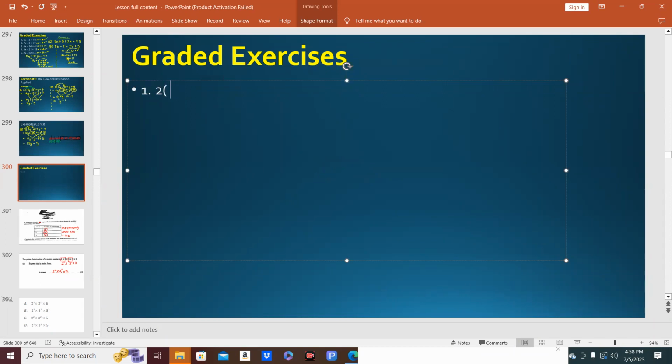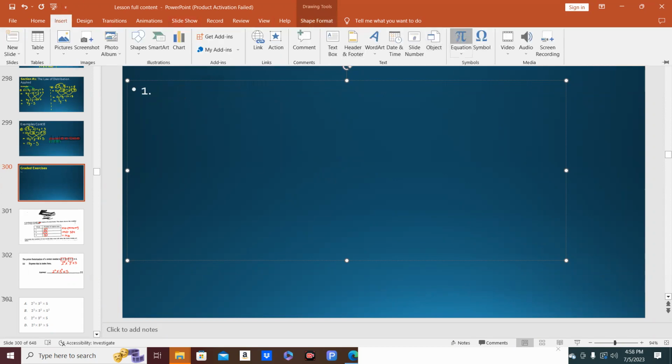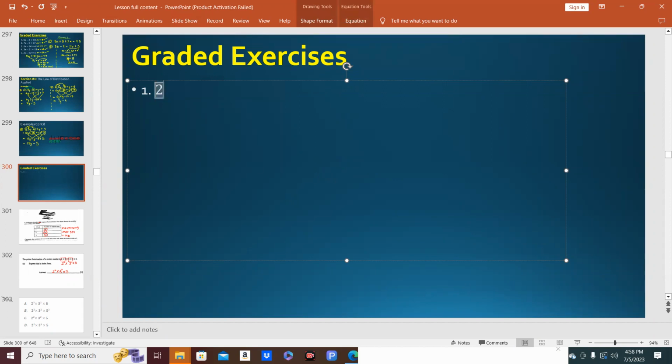2 open bracket 4y. Oh, one moment. Let me actually put it in properly. Let's use algebra. So 2 open bracket 4y minus 3, close the bracket, plus y, plus 10. Number 1, number 2.